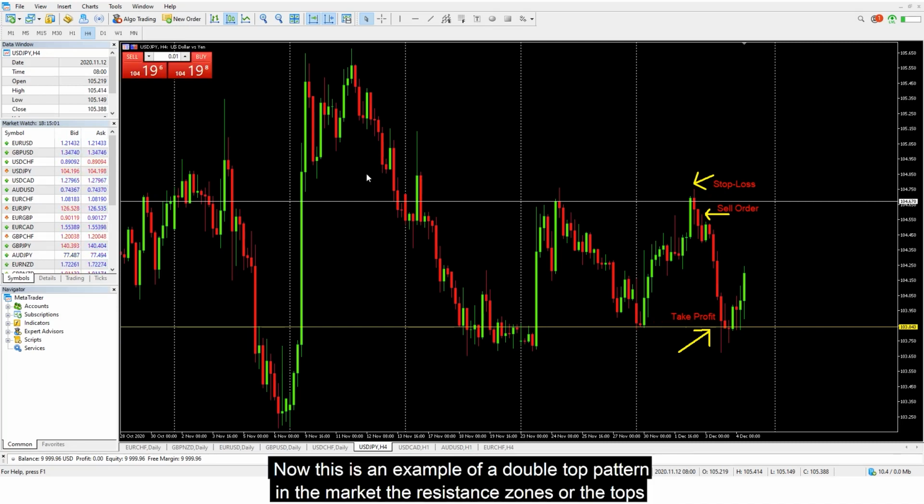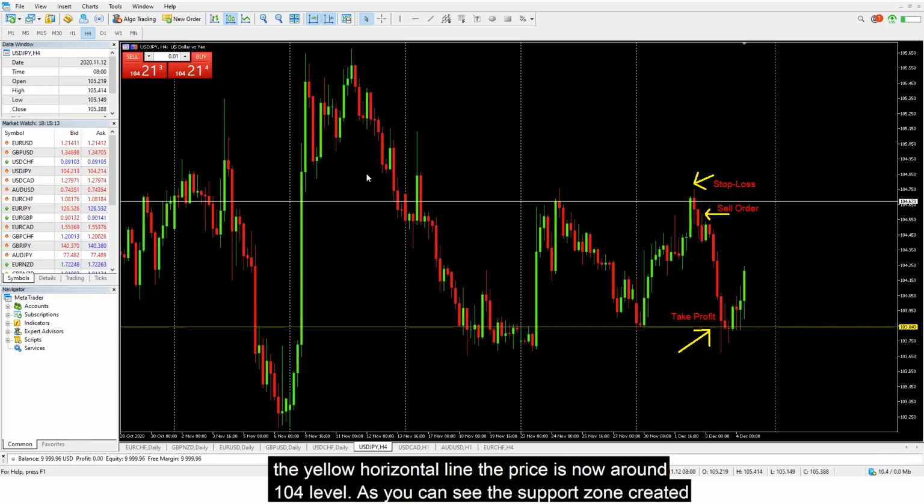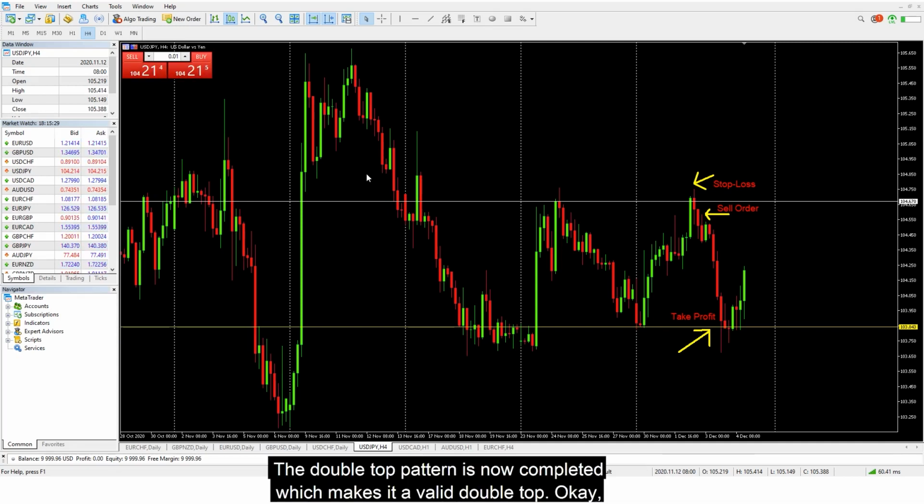Now, this is an example of a double top pattern in the market. The resistance zones, or the tops, are highlighted with a white horizontal line. The neckline is highlighted with the yellow horizontal line. The price is now around 104 level. As you can see, the support zone created by the neckline wasn't broken. The momentum of buyers on the support zone shifted the price up. The double top pattern is now completed, which makes it a valid double top.